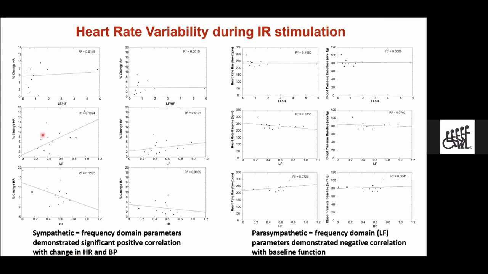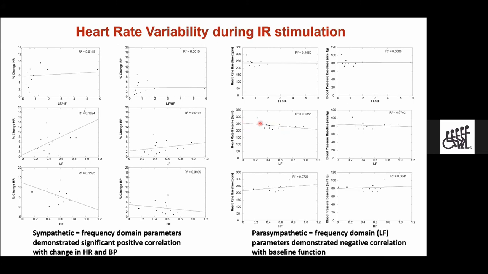So you can take the peak-to-peak data, and again you can look at that across these low-frequency, high-frequency ratios and the components themselves, and you can look at the percentage change in heart rate, or you can do the same thing for baseline changes. So how much during the IR stimulation did the baseline itself shift? And as we know, the parasympathetic would be expected to be more dominant and have a negative correlation during changes in baseline function, so like a change in resting function, for example.